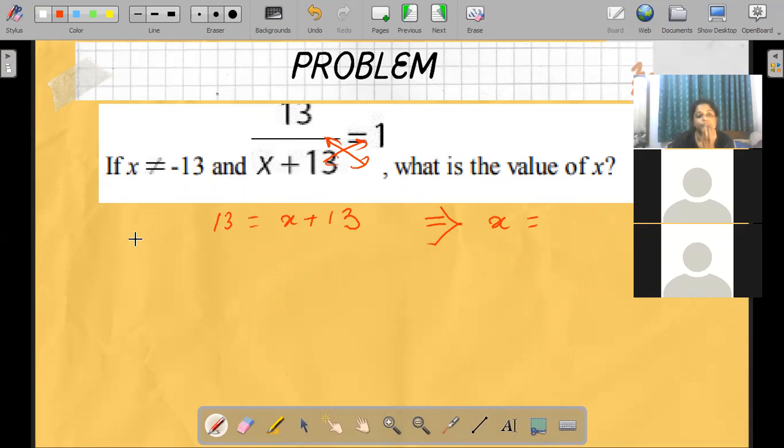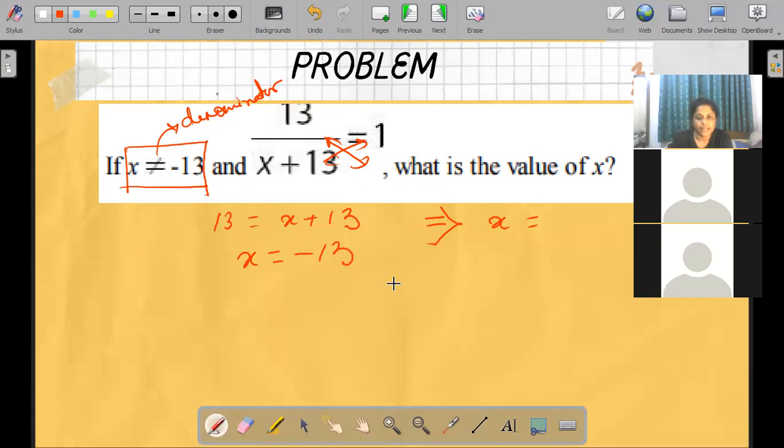If this was not mentioned, there was a chance that I would have included this value for solving this equation, and I would have got a value x is equal to -13 here, because of which this entire fraction would have been undefined. You'll see once we move ahead with our problems that this statement is only provided in case of fractions, and it is related to the denominator. Clear?